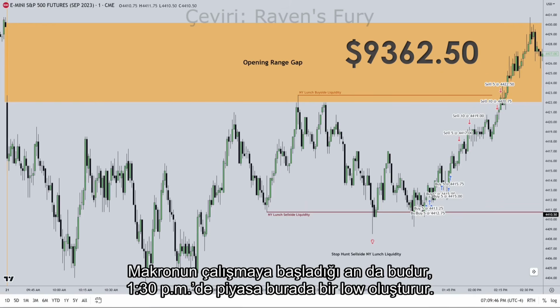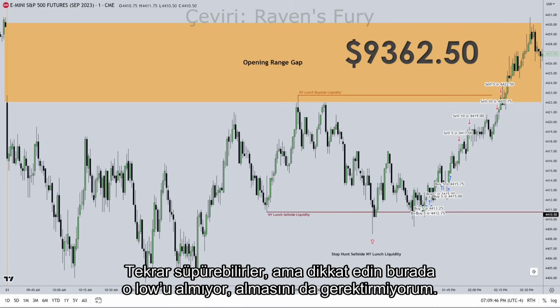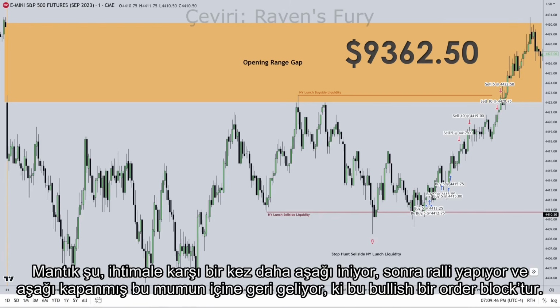At 1:30. That's when the macro will start running. At 1:30, the market creates a low here. Market trades down below the New York lunch sell side liquidity again. They can sweep it again. But notice it doesn't take that low here. I don't require it to. The logic is it's going down there once more, just in case.